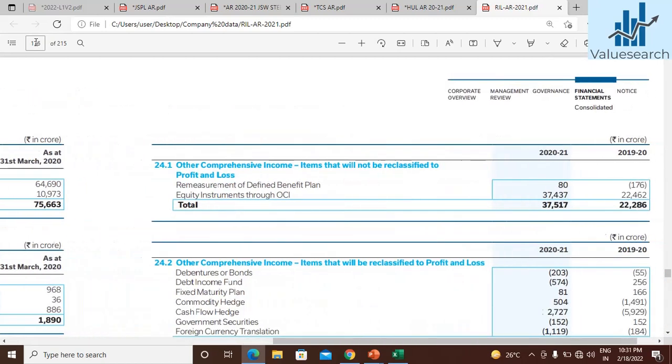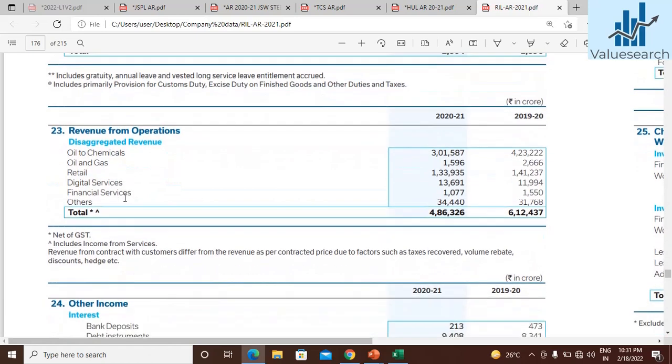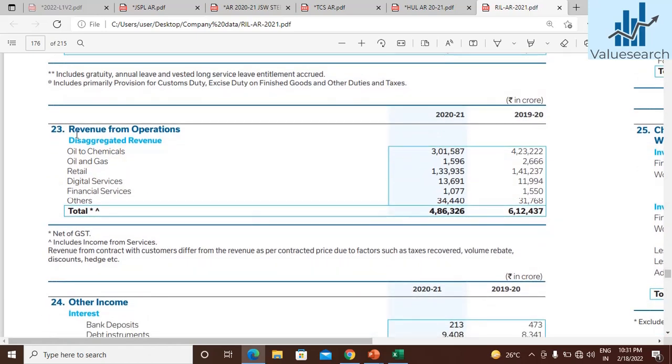Here, you can see this is the notes. Look at it. Revenue from operations: you have oil to chemical this much, oil and gas this much, retail, look at this hovering amount, 1,33,935 crore rupees of sales they have made. Now, digital services is given, financial services is given, others is also given.